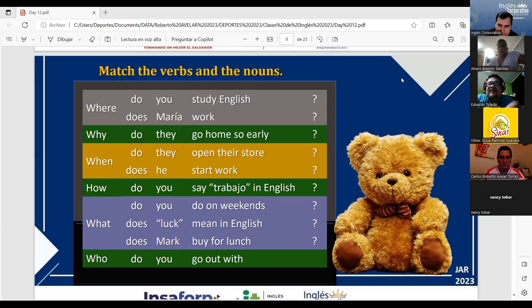Where do you study English? Where does Maria work? Why do they go home so early? When do they open their store? When does he start work? How do you say trabajo in English? What do you do on weekends? Yeah, it's in a different color. What does luck mean in English? What does Mark buy for lunch? Who do you go out with? Excellent. Just for you to try it out.